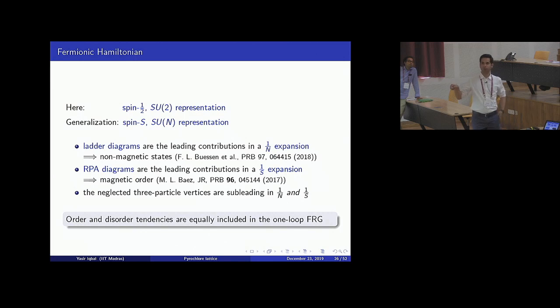If you go to two-loop, three-loop, which we have already done, this just means inserting diagrams into each other. And if you do a study of loop convergence, then if you could sum up to all orders, that reproduces the Parquet approximation.